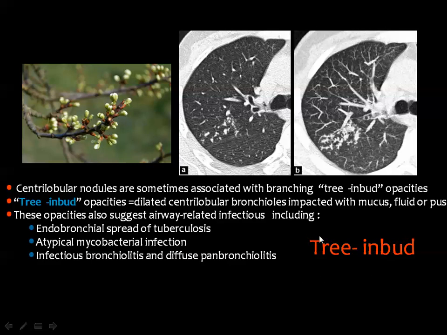Then the tree in bud means that there is mucus, fluid, or pus infection within the terminal bronchioles. The opacities are related almost always to infection, and one of the major causes of this tree in bud is tuberculosis, which in this stage will be an active form of TB.